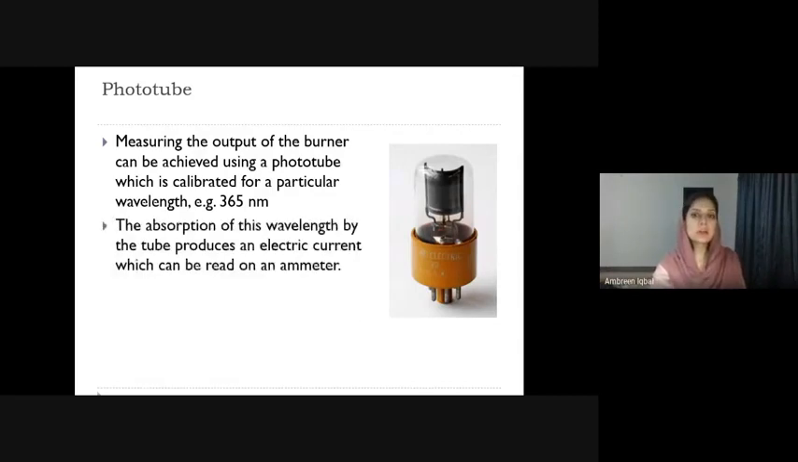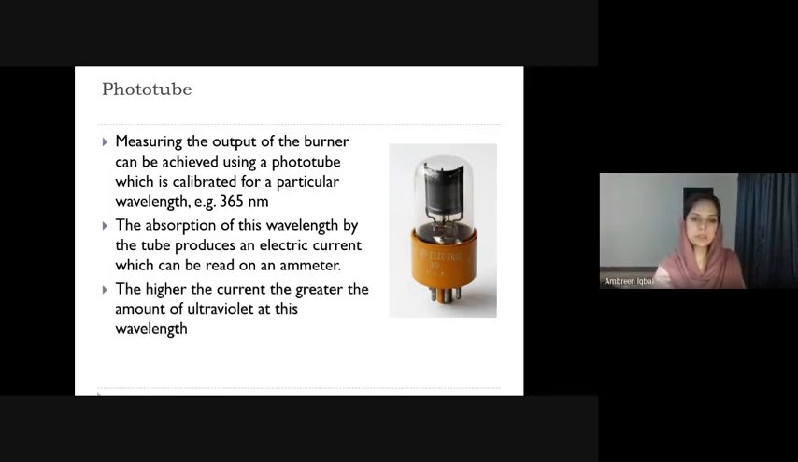It can only calculate or measure a single wavelength. The absorption of this wavelength by the tube produces electrical current, which can be read by an ammeter. The higher the current, the greater the amount of the ultraviolet radiation at this wavelength.